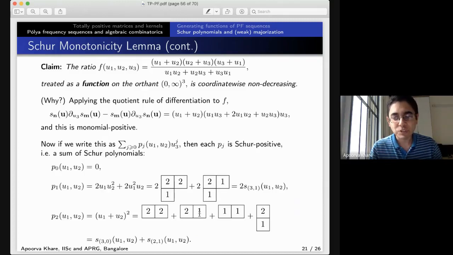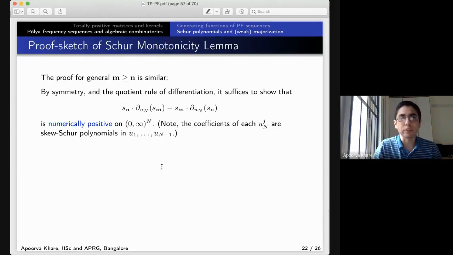That one, I decompose the cross term in two different ways, and keep one cross term like this, keep the other cross term like this. So you see that each of these coefficients, this polynomial is actually a sum of two copies of a Schur polynomial. This polynomial is a sum of two different Schur polynomials. And so actually the numerator of the quotient rule in the ratio of Schur polynomials is a Schur positive function. And the proof for the general case is similar.